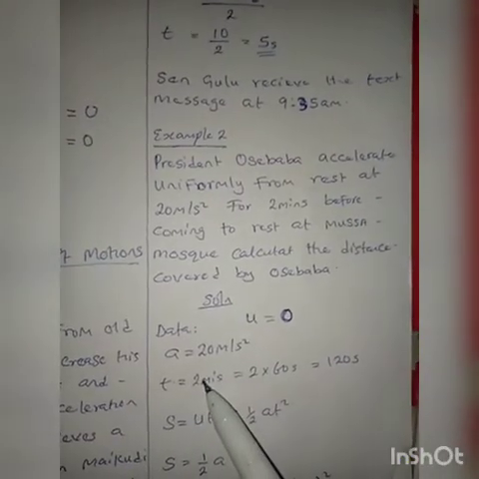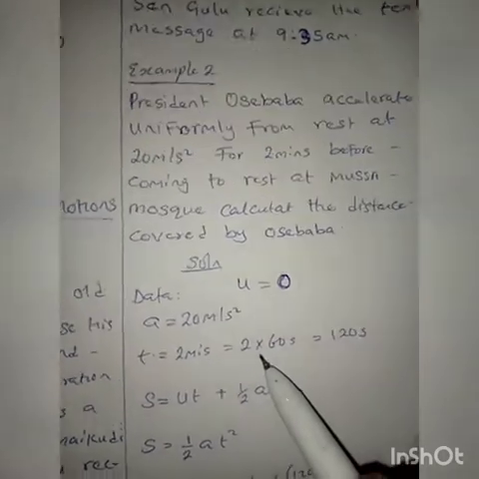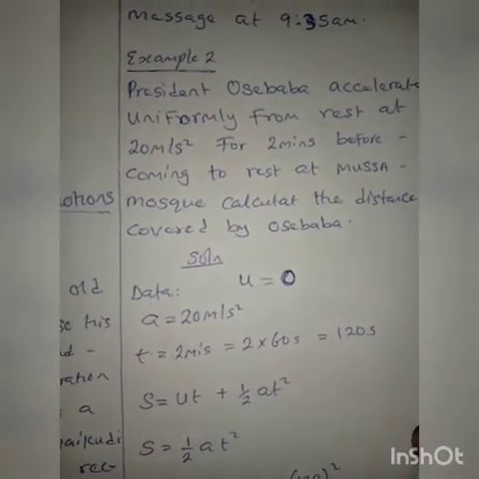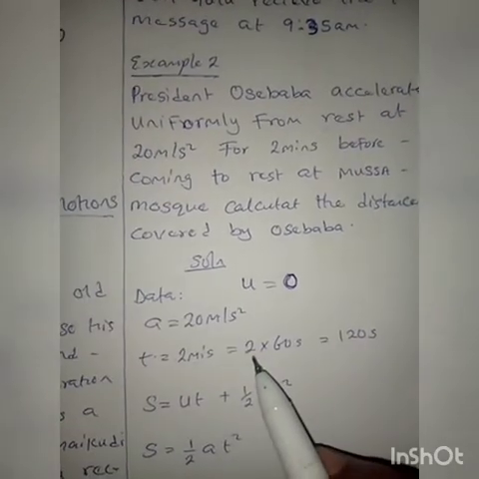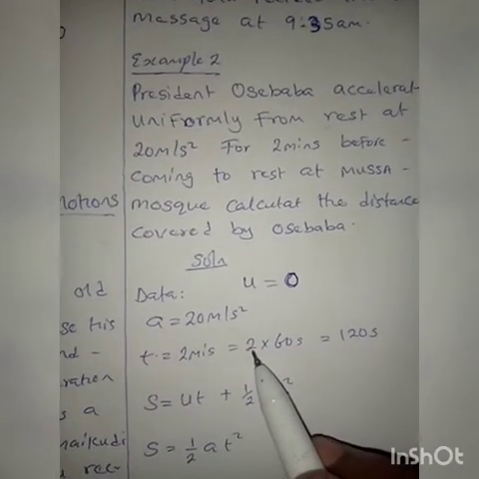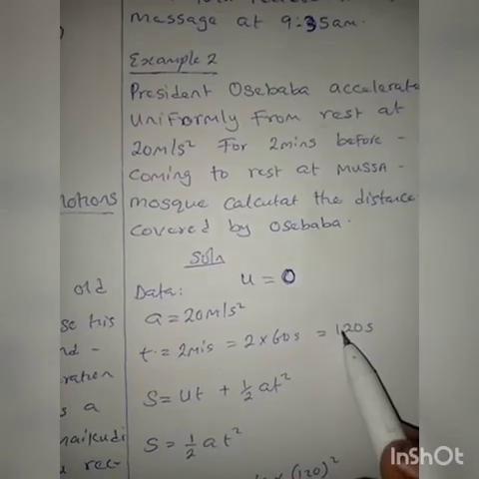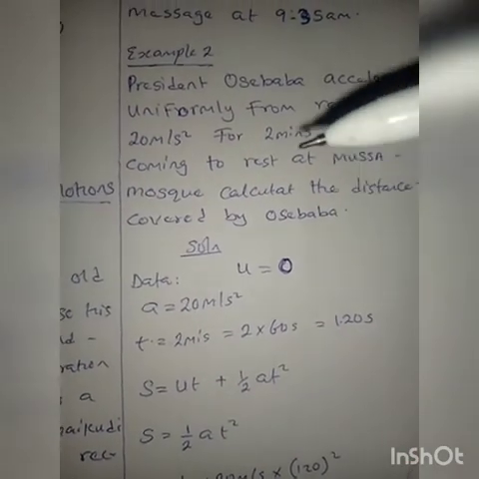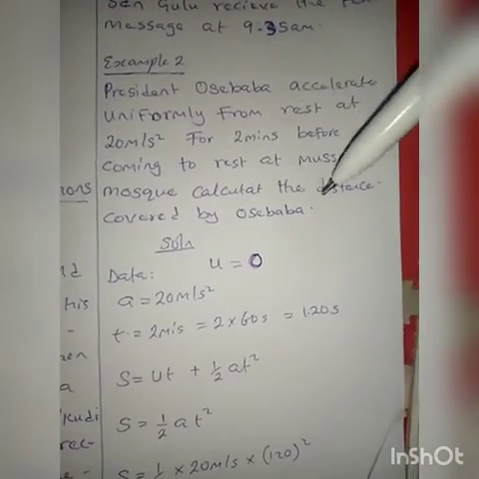So our time is 2 minutes. We need to convert it to seconds. So we say 60 seconds make 1 minute. Cool? So how many seconds will be in 2 minutes? It will be 2 times 60, which is 120 seconds. Now, they say we should calculate the distance covered.